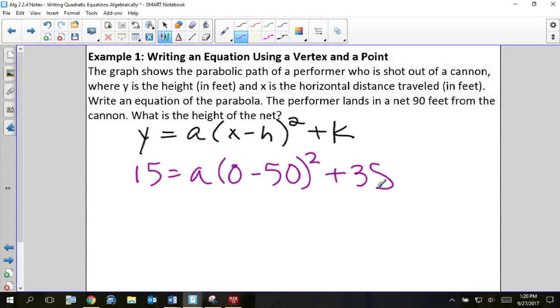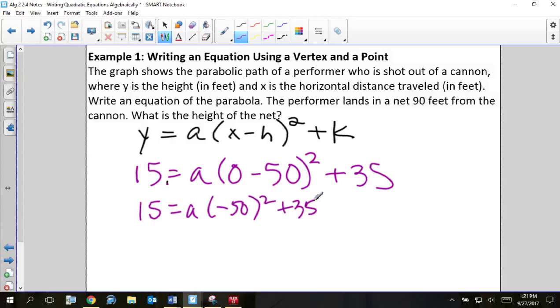Now we will use our order of operations correctly. We're going to isolate the variable a. We're going to get a by itself so we can find out what a is. By the way, what does a do to the graph? Stretch or shrink or reflect it. Right. So we're just going to find that value. Order of operations, what should I do first? I do inside the parentheses first. So 0 minus 50 is negative 50. Okay, so we got 15 equals a times negative 50 squared plus 35.